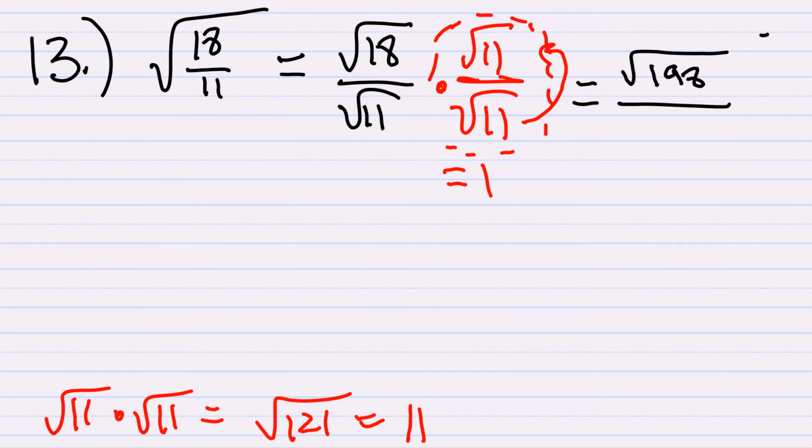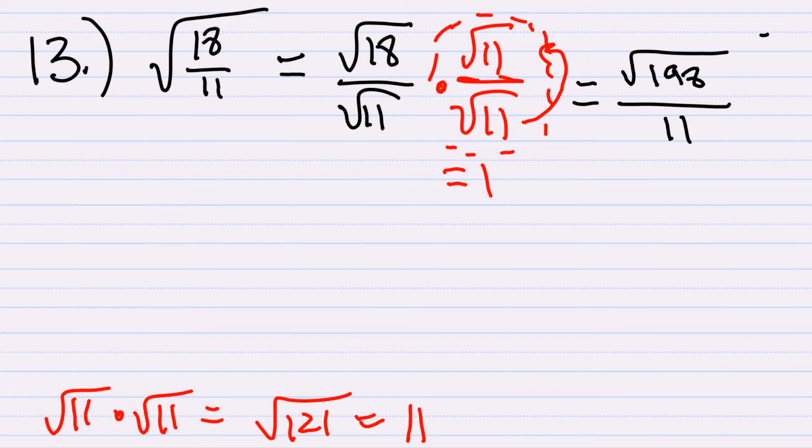Radical 11 times radical 11, I just showed as 11. Now, you can't stop here because 198 is not a simplified radical. So, although it satisfies the one criteria about not having a radical on the bottom, 198 is not simple. There is a perfect square that goes into 198.